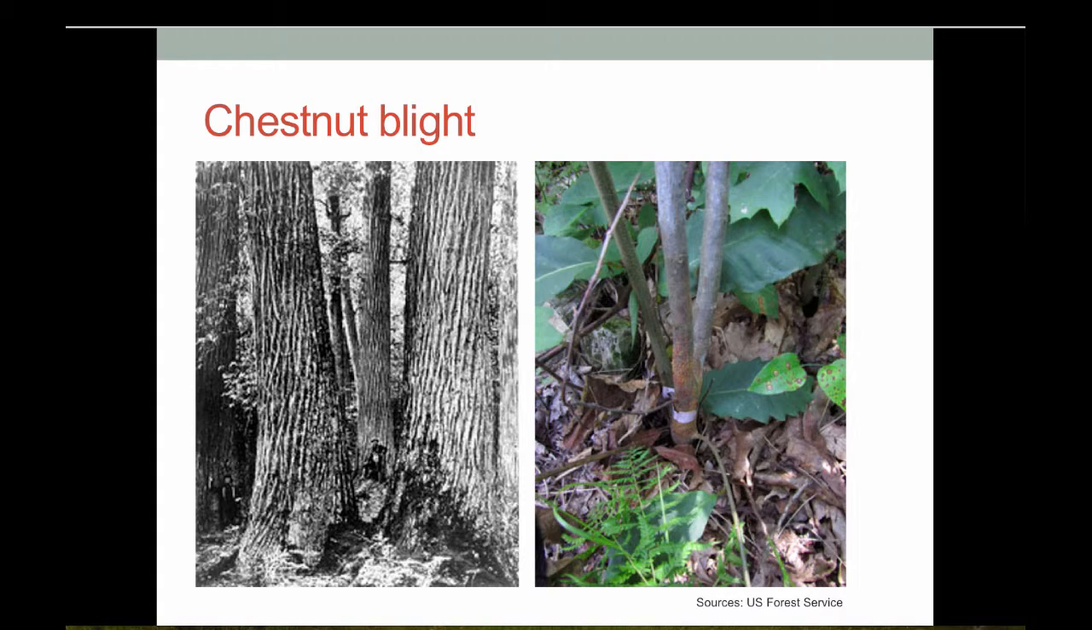It's probably changed the fire frequency and fire intensity in these systems, and as a result, it's an issue that we might have in terms of an invasive pathogen being introduced into our forests, and as a result, it has had a major impact on ecosystem structure and function.